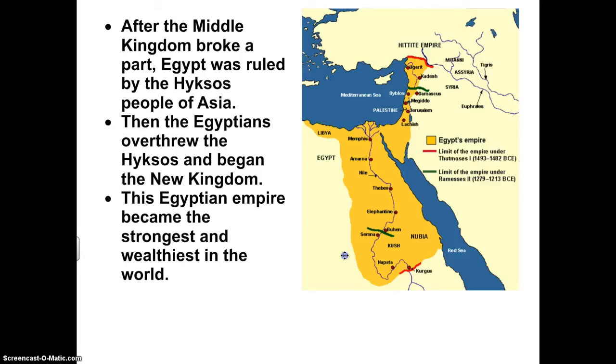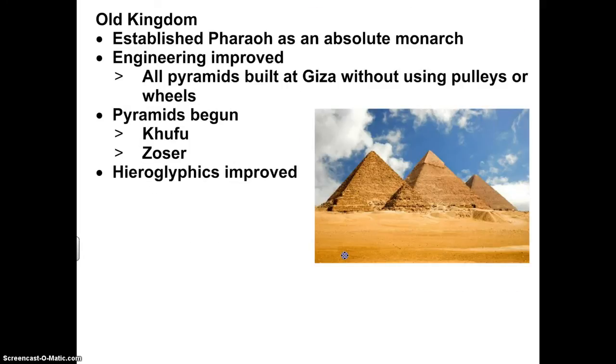After the Middle Kingdom broke apart, Egypt was ruled by the Hyksos, a people of Asia, and nobody's really sure how they showed up. They just came on the scene real quick, took over very violently, but then the Egyptians overthrew them almost as quickly, and they began what became known as the New Kingdom. So it's the third phase of Egyptian society. And during this New Kingdom is when Egypt became the strongest and the wealthiest in the world. This is the time of the heavy building program of the Jewish slaves under Ramses that you may be familiar with if you've ever seen the Ten Commandments movie or some of the other movies that are based on the building of the pyramids. Okay. A little bit on each kingdom.